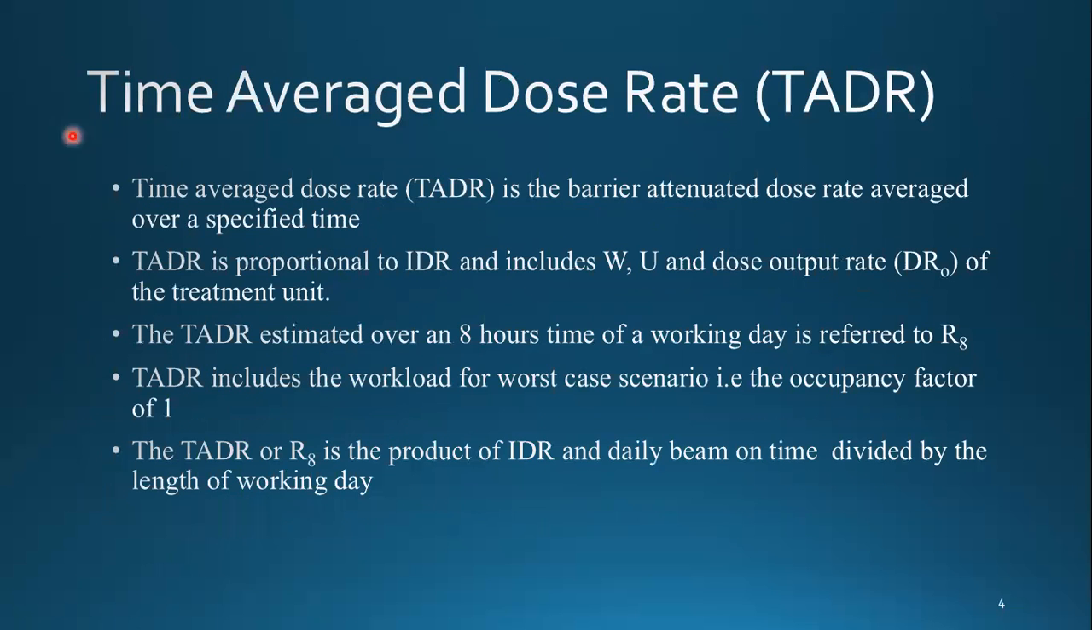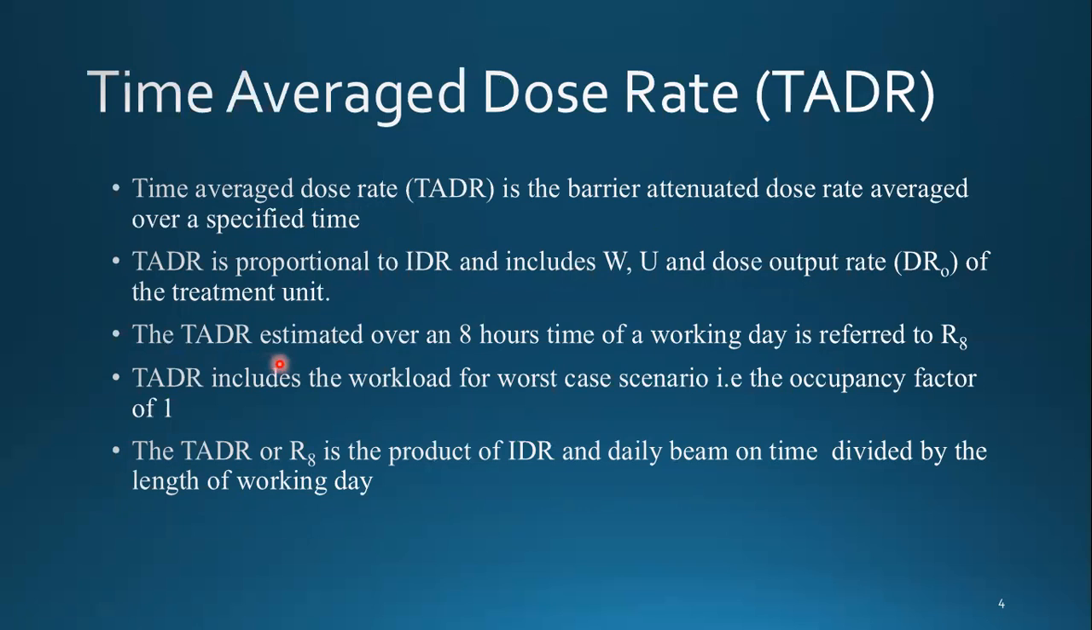The next factor is the time averaged dose rate, TADR. The time averaged dose rate is the barrier attenuated dose rate averaged over a specified time. This specified time could vary: if it is for a day, 8 hours; if it is for a week, 40 hours; and if it is for a year, 2000 hours. TADR is proportional to IDR, that is instantaneous dose rate, and includes the workload, use factor, and the dose output rate, which is referred to as DR0, of the treatment unit.